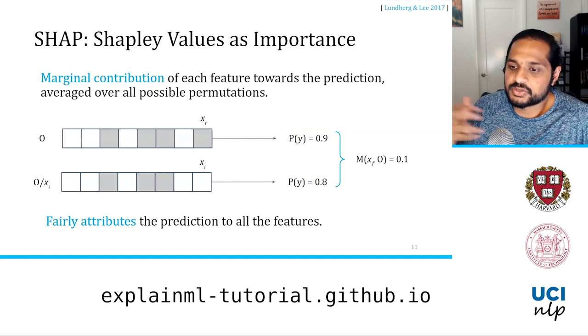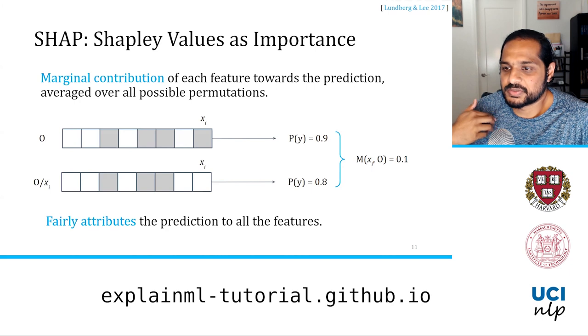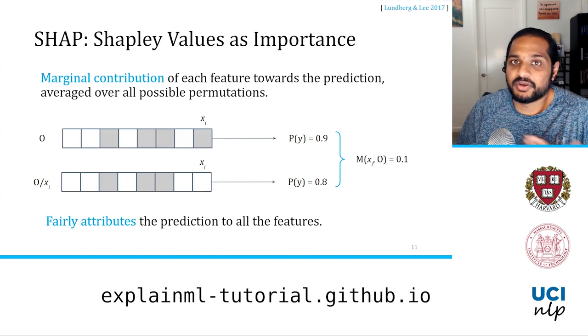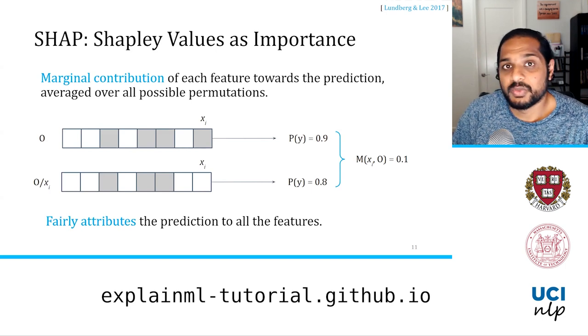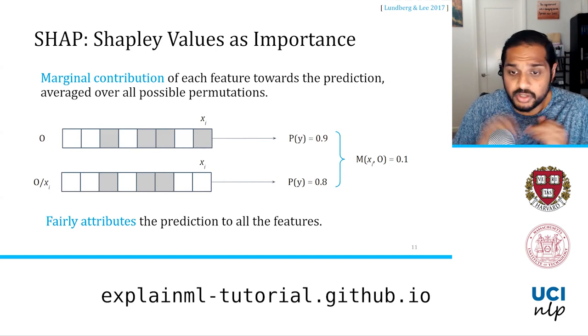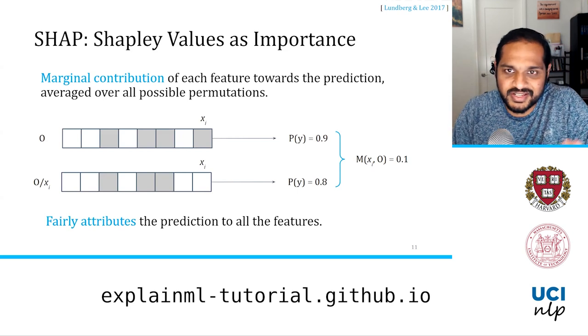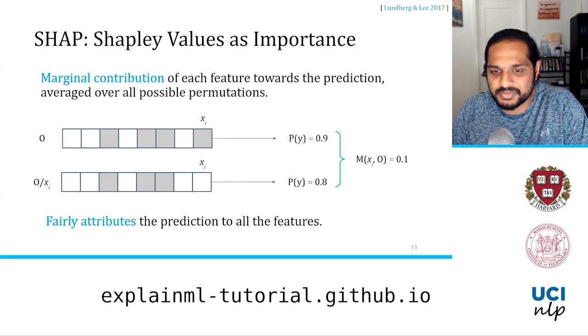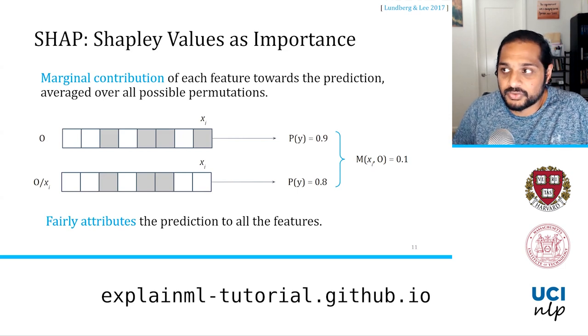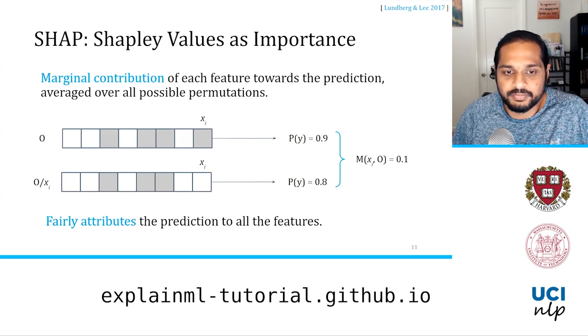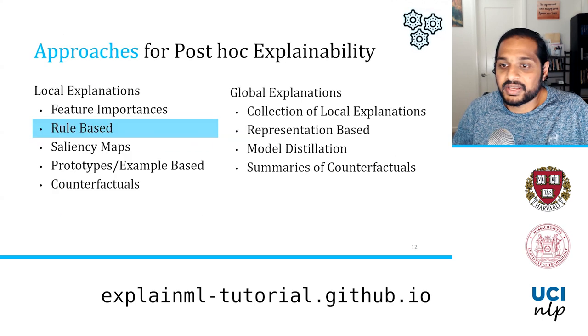There is theory here to suggest that this is much more fair. This is the fair way of attributing predictions to specific features, which is kind of what you want from feature importances. So there's a lot of literature here. There's literature connecting SHAP to LIME, problems with SHAP, problems with LIME, and we're not going to go into all of that, but it's useful to know that there are these two different ways of looking at the same thing. Okay, so that's all I have for feature importances.